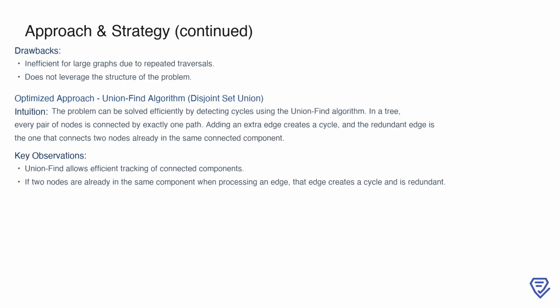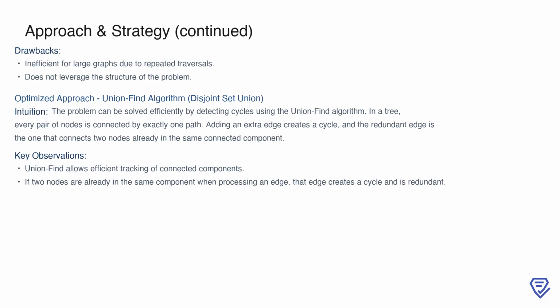To address these issues, we turn to a more efficient method, the union-find algorithm, also known as disjoint set union. The core intuition behind this approach is that adding an extra edge to a tree creates a cycle, and the redundant edge is the one that connects two nodes already in the same connected component. Union-find is particularly well suited for this problem because it efficiently tracks connected components and detects cycles.